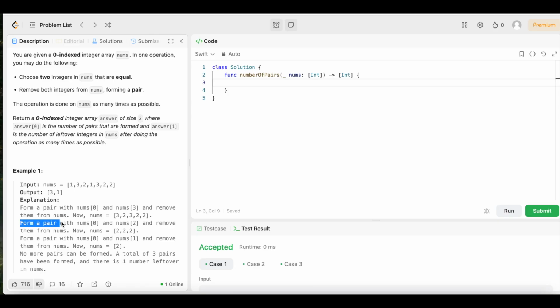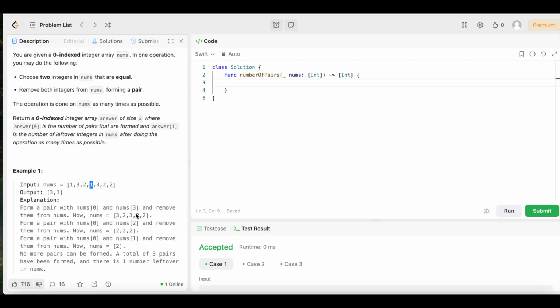Now form a pair with nums[0] and nums[2] and remove them from nums. Now the array nums is 2, 2, 2. So now we're looking at this array because we already removed the 1s from the initial input array. From this array, we remove nums[0], which is this 3, and nums[2], which is this 3. So we remove these two 3s. Now we have two pairs: a pair of 3s, and we still have this pair of 1s right here.